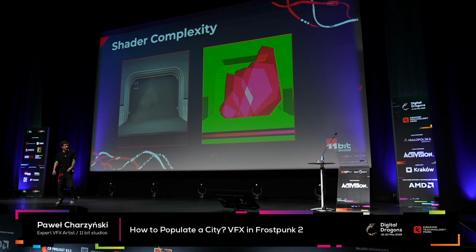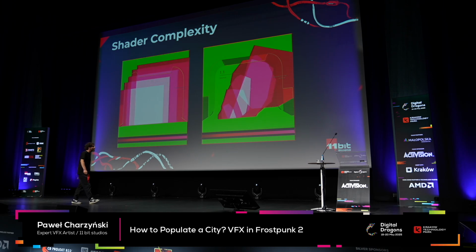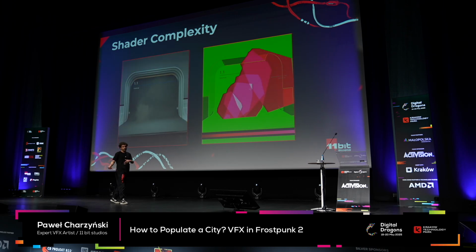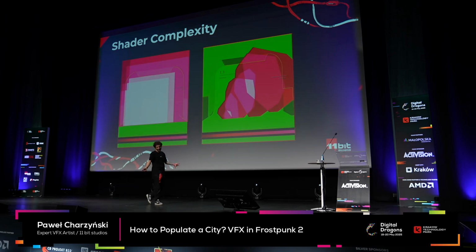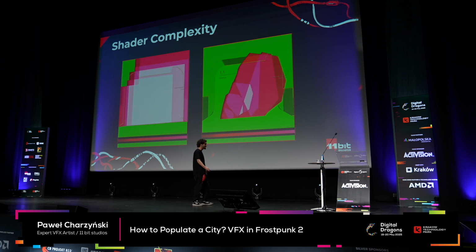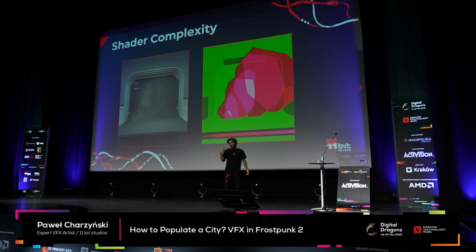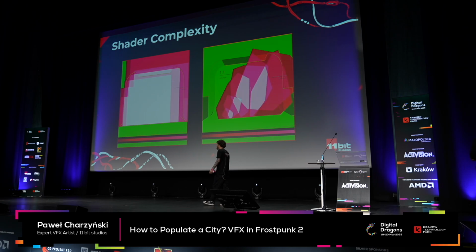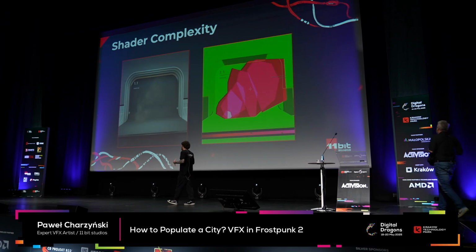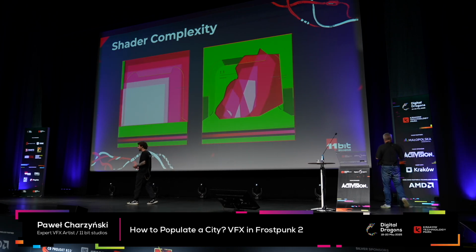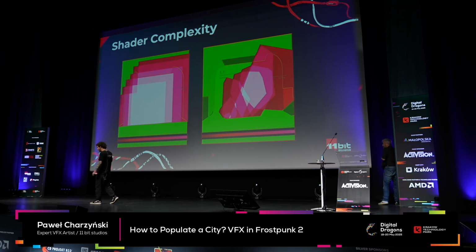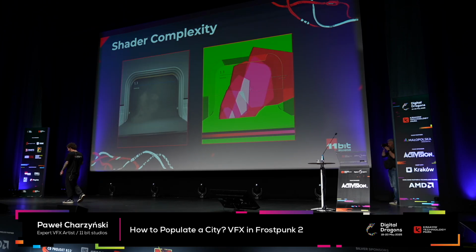And the next thing is shader complexity. So white, bad, green, good. So how to reduce the shader complexity? The more translucent sprites you have on the screen, the more it can stutter the GPU. You have a lot of things on screen at once.